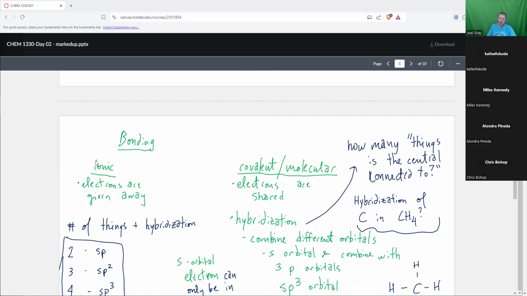Now, this sharing is a little bit complicated, because when you share something, typically, if I shared a car with somebody else, I would say, okay, I own 50% of that car and you own 50% of that car. That's a great idea, but that's not the best explanation or way of understanding how different atoms share electrons.